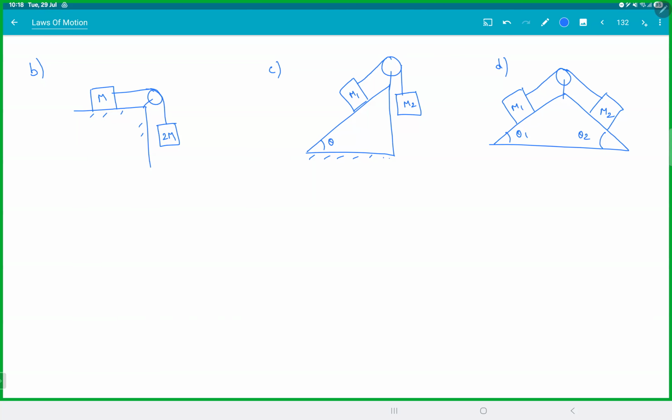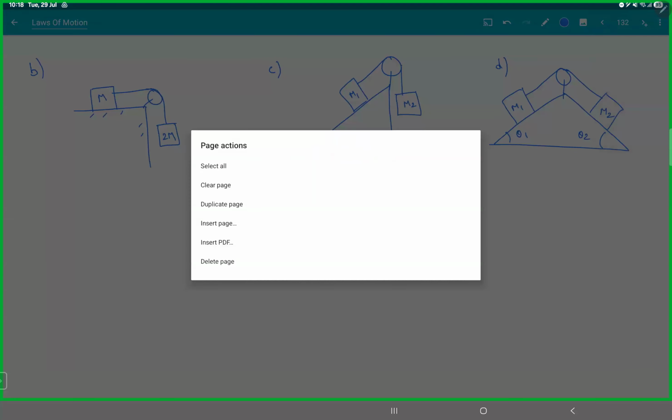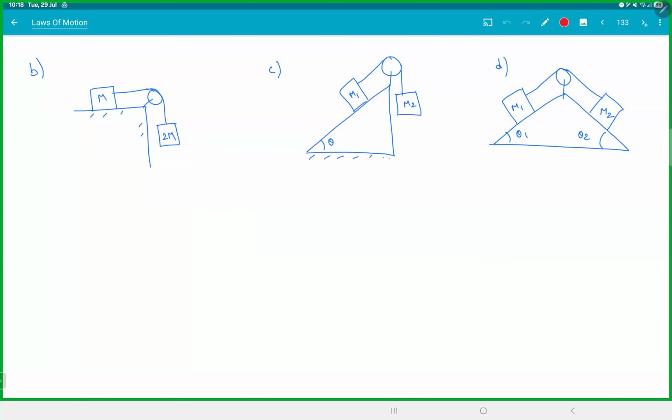I'll show you the B part. See, listen again, in case you are still a little confused about it. Step 1, write the forces along the string. How is the string? String is this, right? So you have to write forces in this direction. So this will be 2mg. So this block is being pulled, acceleration a.